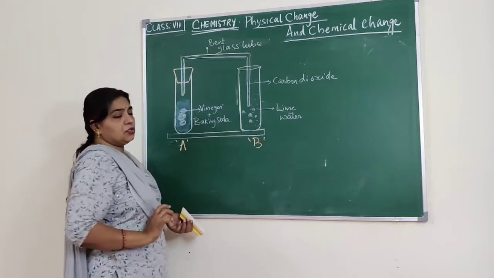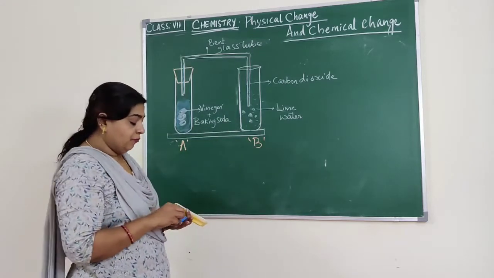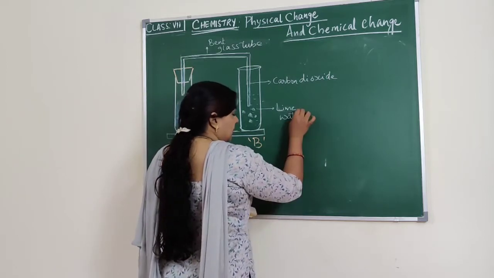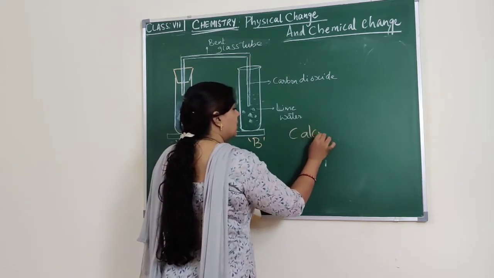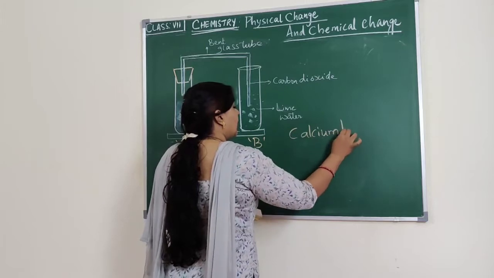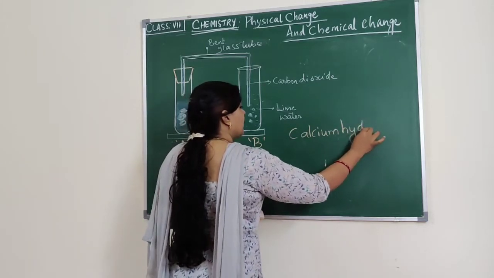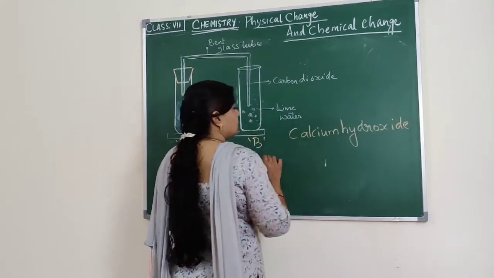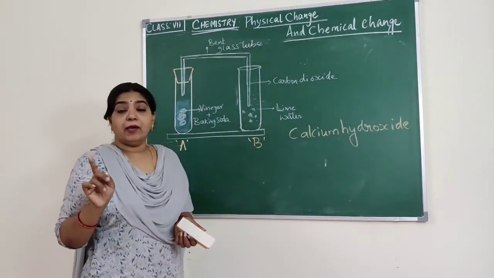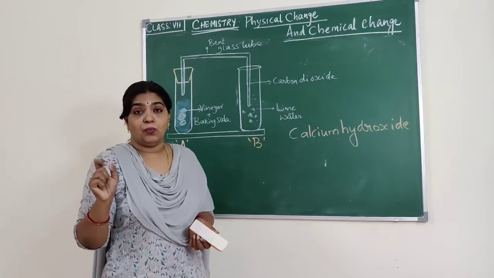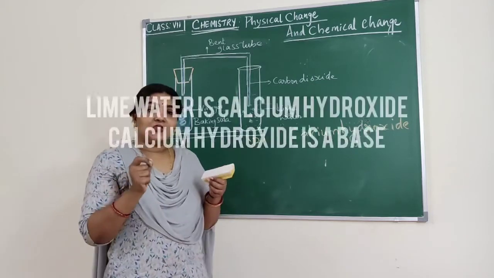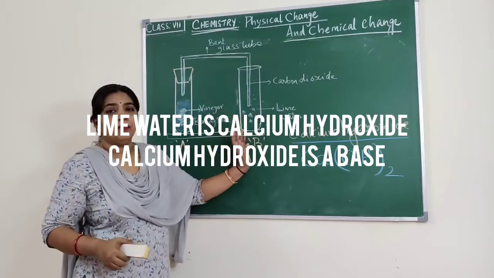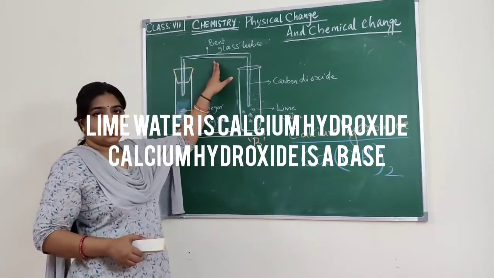In another test tube, we have to take lime water. So what is lime water? Chemically, lime water is called calcium hydroxide. Don't think the lime water is the lemon juice. No. Now these two will be connected with the help of a bent glass tube.